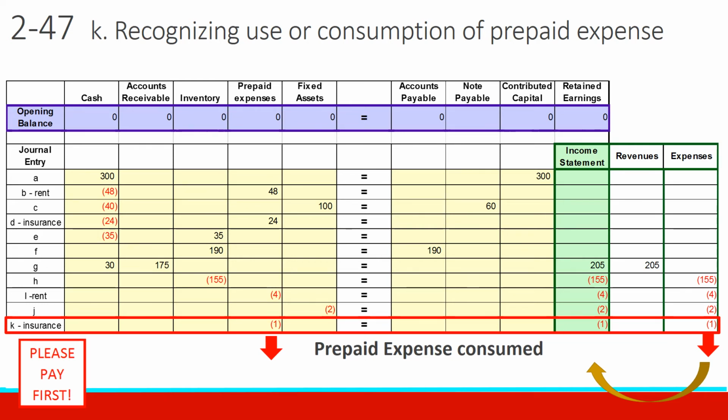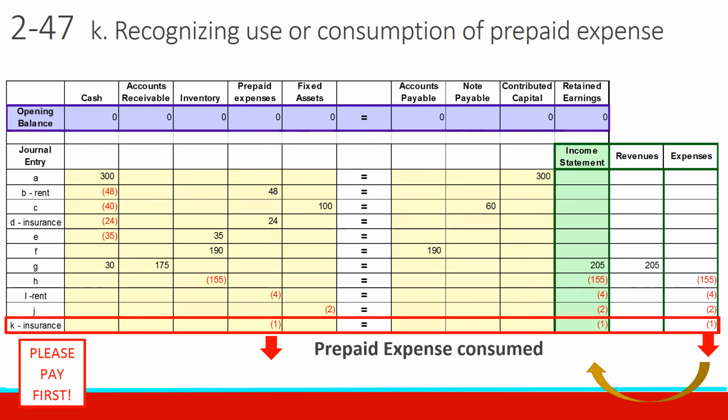We've done two, one for rent and one for depreciation. We're now going to look at insurance. If we go back to activity D, you'll see we spent $24,000 buying a 2-year insurance contract. In other words, we're paying for insurance at the pace of $1,000 a month.